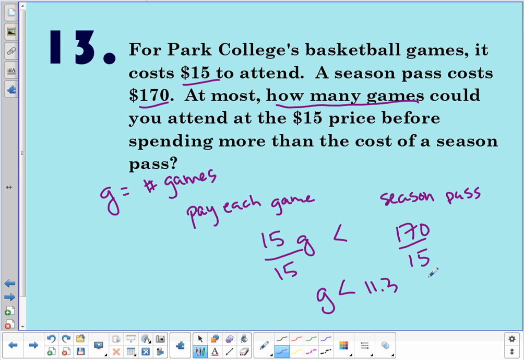Now, you can't attend 0.3 of a game. They're not going to charge you for that. They're going to charge you for a whole game. So I can't count that as 12 games. I have to only count that as 11 games. Basically, I'm cutting this piece off because I can't pay for only 0.3 of a game and then say, oh, I'm going to leave after a third of the game is over. That's not how it works. So I'm just looking at the whole number of games. That's the max number. So at most, 11 games.